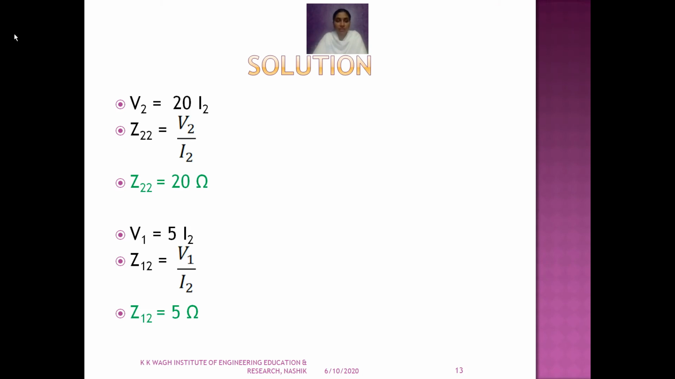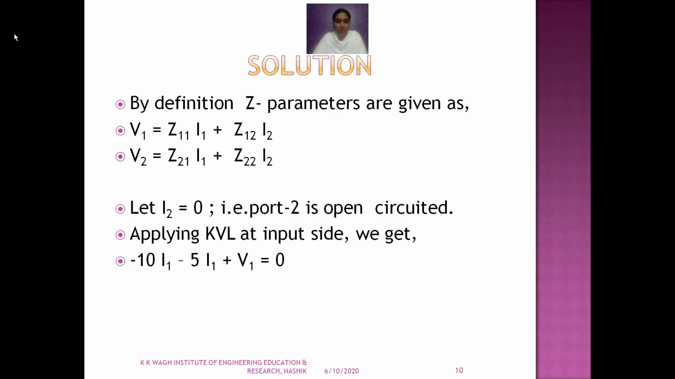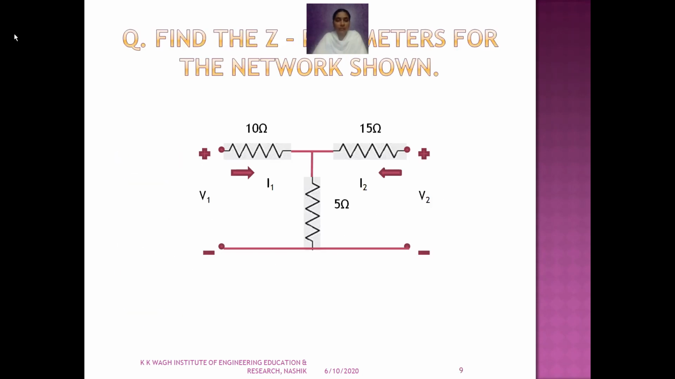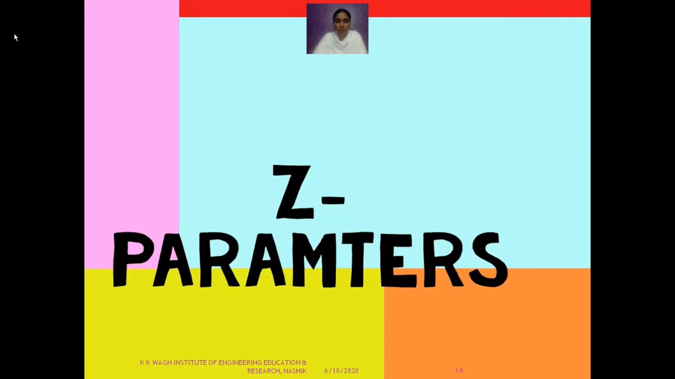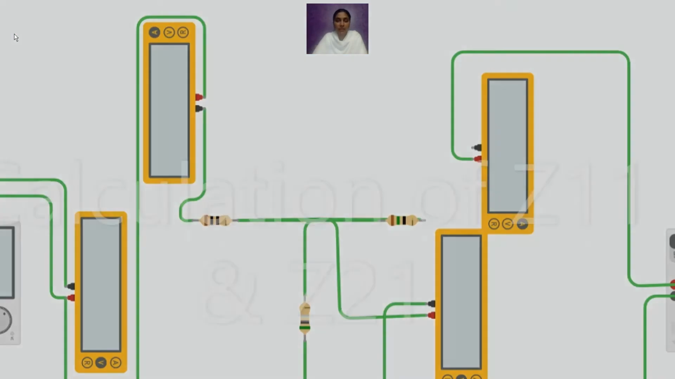That is V2 is equal to 20 I2. Therefore, Z22 is V2 upon I2, so Z22 is 20 ohm. Similarly, as no current is flowing through the 10 ohm resistor, can I say V1 is equal to 5 I2? Yes. So if V1 is equal to 5 I2, Z12 is V1 upon I2, that is Z12 is equal to 5 ohms in this case. Therefore, we have analyzed the Z parameters.